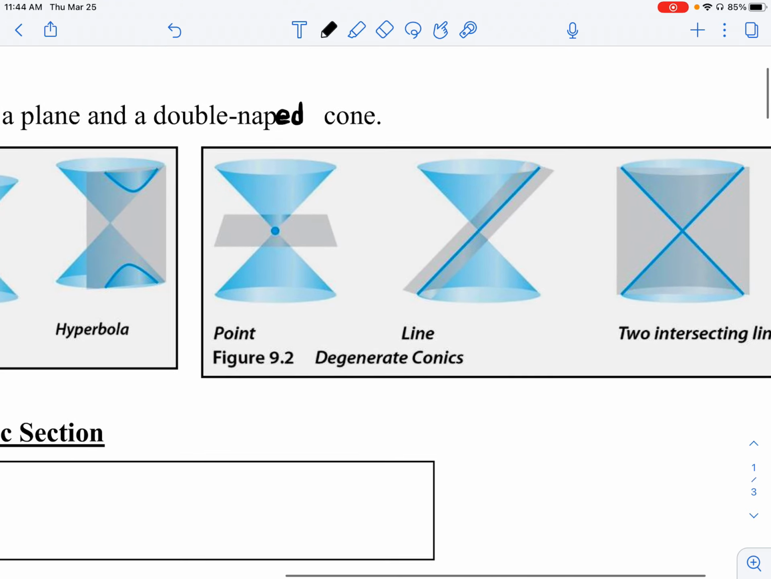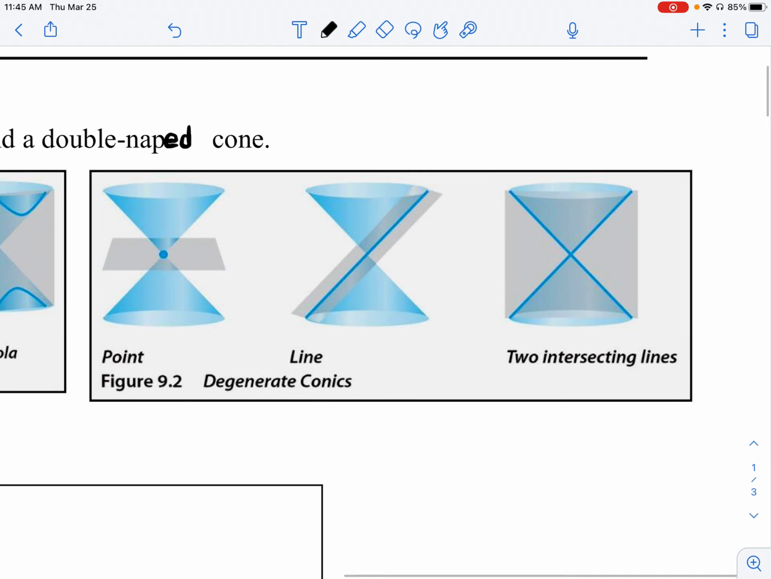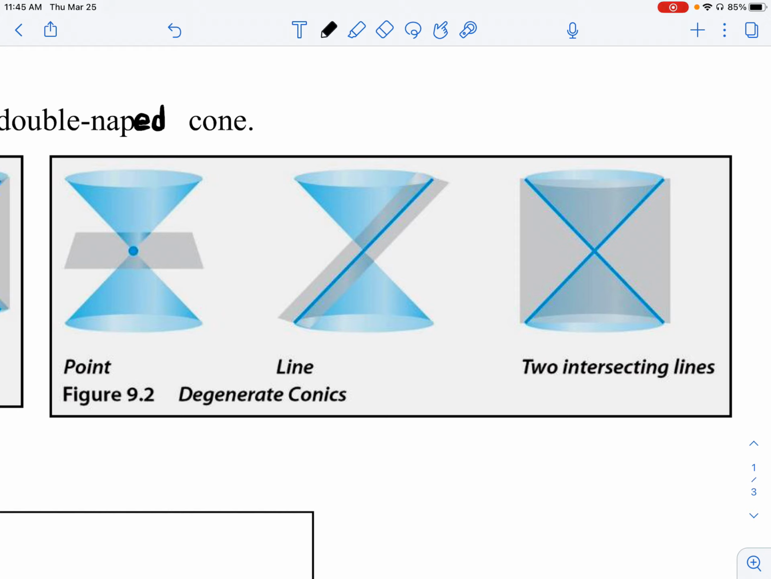I do want to bring up briefly that there are things called degenerate conics, and these aren't just conics that are really immoral or anything. These are just different types of conic sections, like if that plane were to intersect the double napped cone at exactly the point where the two parts of the cone are joined, or in such a way that it would be exactly along the edge of one cone and along the other opposite edge of the other, then you would have a line. So a point, a line, and also a plane that goes right through and creates two intersecting lines. These are all known as degenerate conics.